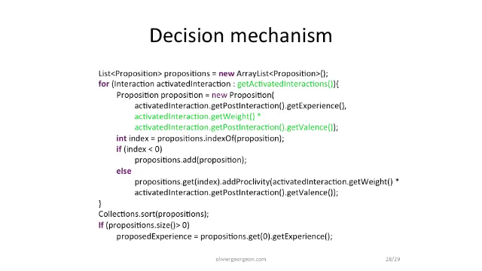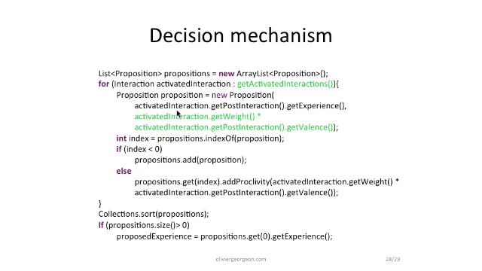So here is the code of the decision mechanism. We create a list of propositions for the different experiences. We create this list by looking at the activated interactions, the ones that are activated by the current context. So the composite interactions that match the current context. And for each activated interaction, we create a new proposition.